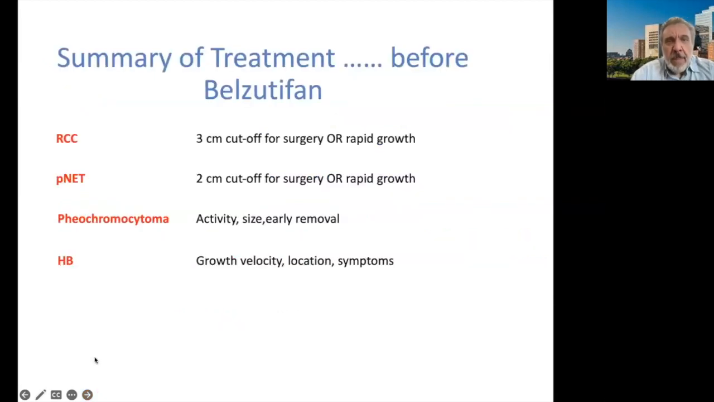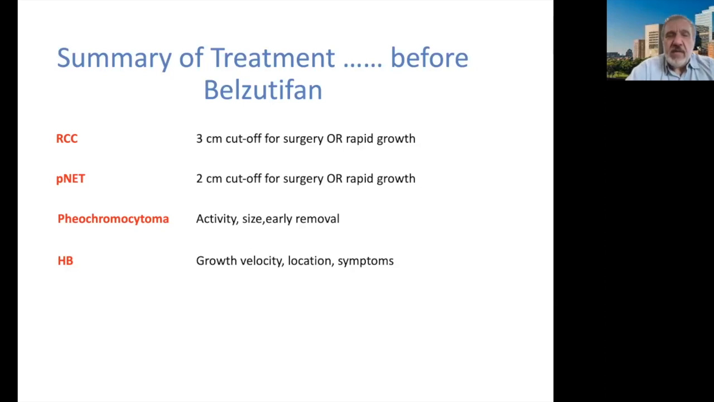So how do we treat pheochromocytomas? Usually they're benign lesions. If they are not active and if they are small, and by small I mean 2 centimeters, 2.5 centimeters, we observe them. If they have activity and release catecholamines, or if their size starts growing, then we tend to remove them.